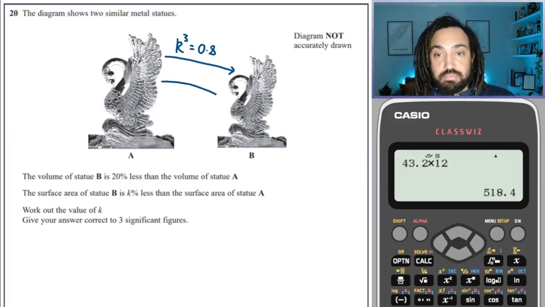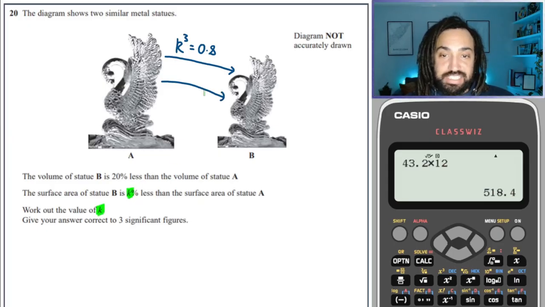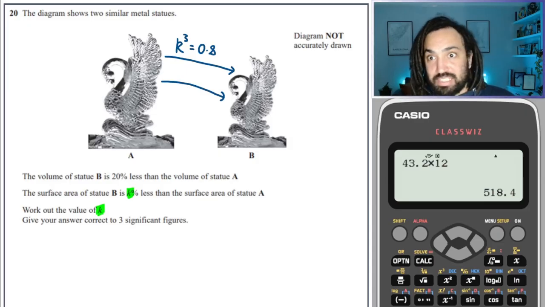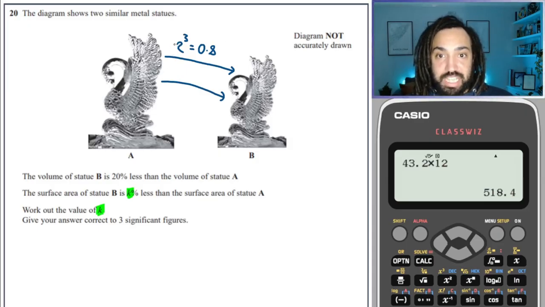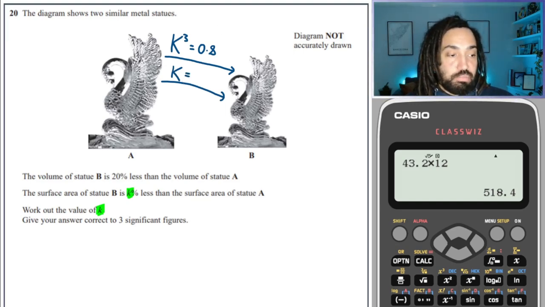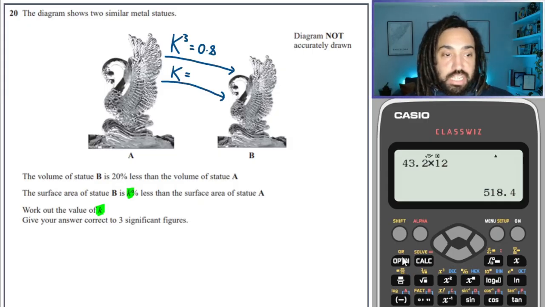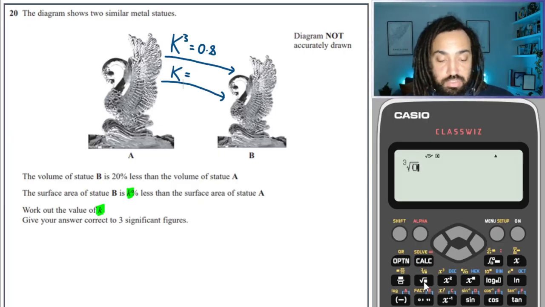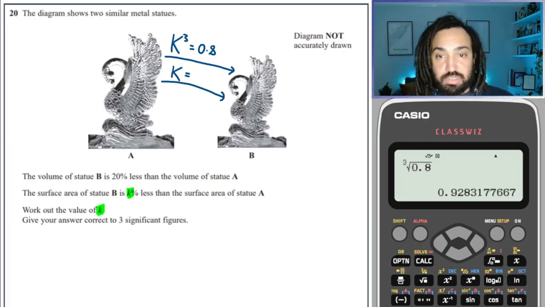Okay, so a bit annoying that this is actually K and I'm using k. But let's just rock it. We could deal with that. Let's call this one capital K. Okay, so capital K will be the cube root of 0.8. So I will just take the cube root of 0.8 and I get, not a nice number, 0.9283. But that's fine because it does say that I need to round my final answer, so I'm not too worried about this.